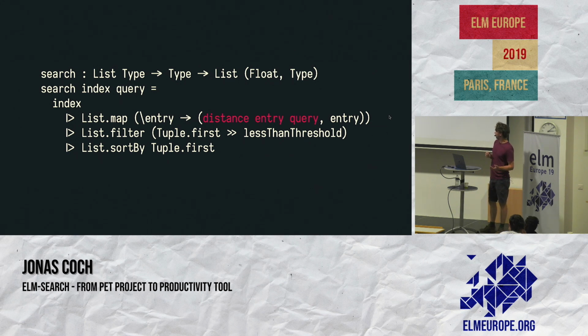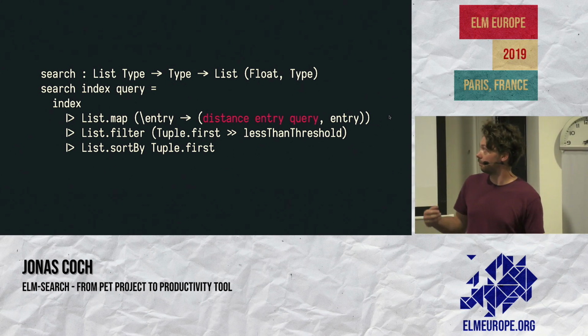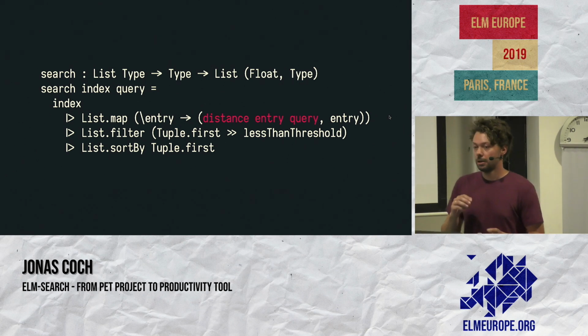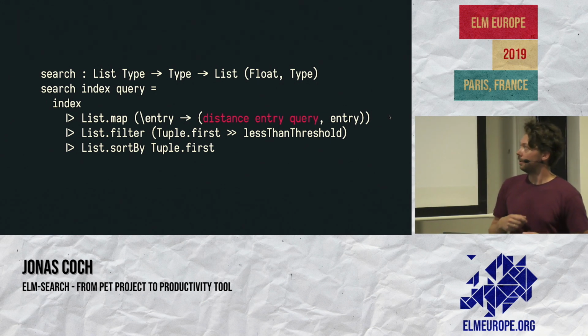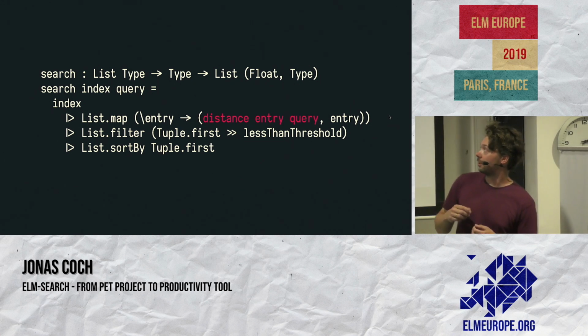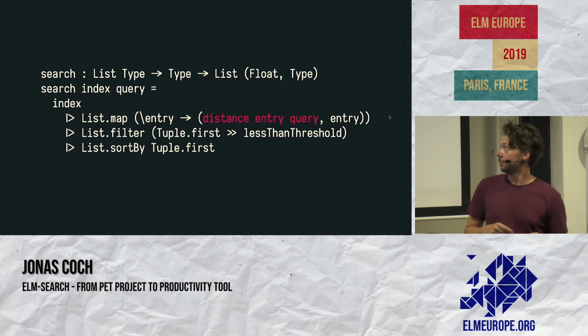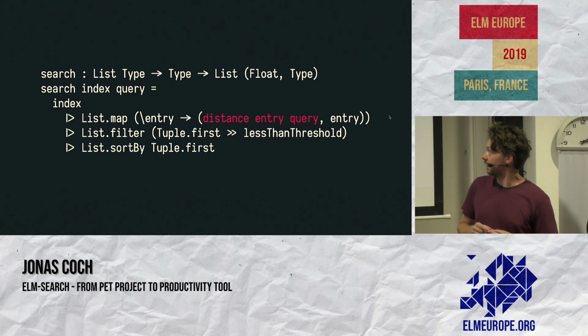The search uses an index, which is basically just a big list of types. It gets the data by getting all the documentation JSON files from the packages, decoding them, and parsing the type signatures there into the type we just saw. And when the user types in a query, we also decode this query string into the type. Then we just map over all the entries in the index and assign a distance to each by calling the distance function on it. We filter out bad results and sort the list at the end.